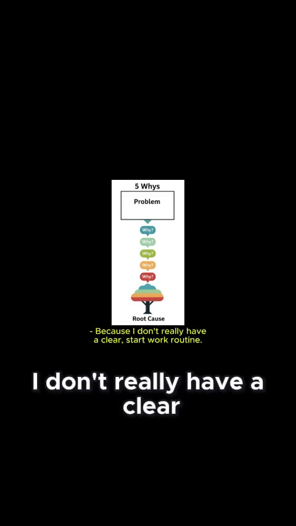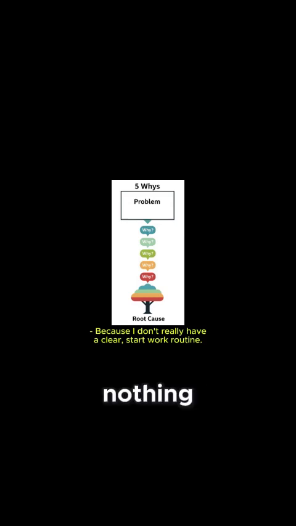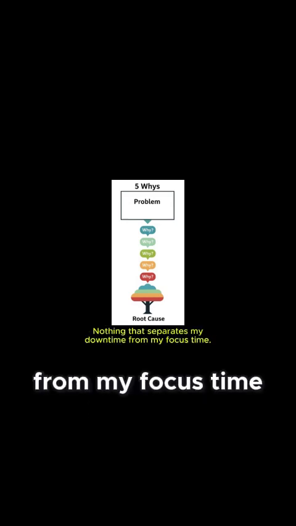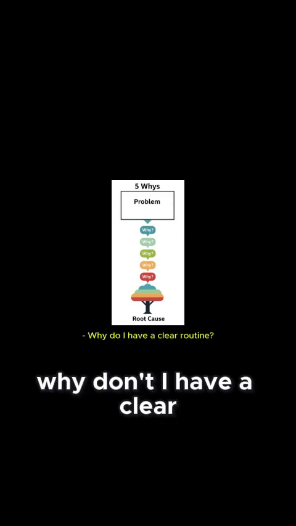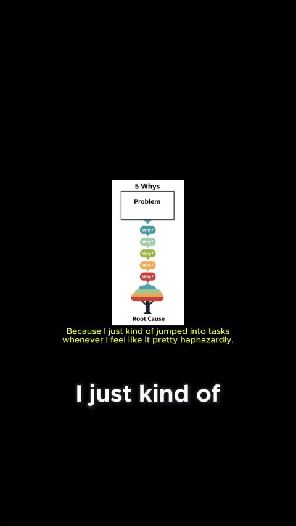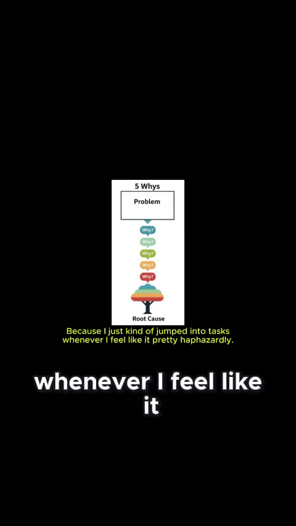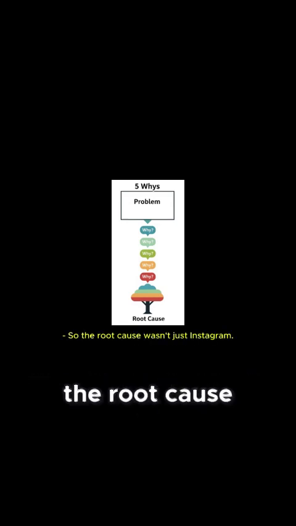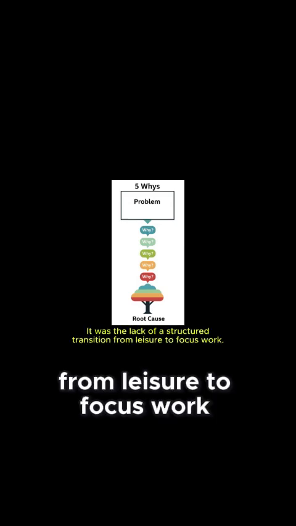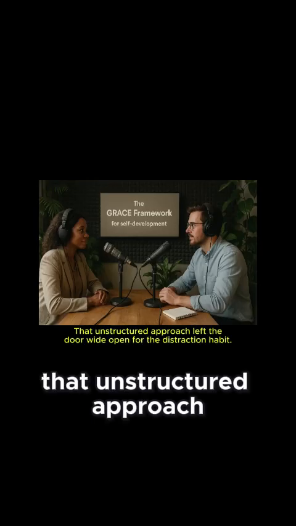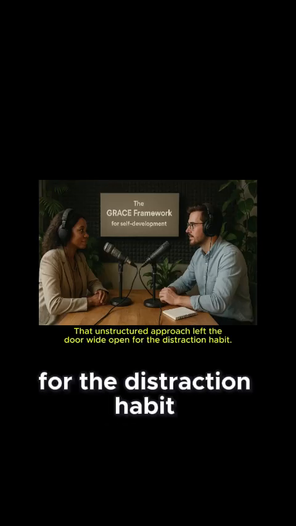Habitual trigger. Keep going. Why is it a habit? Because I don't really have a clear start work routine, nothing that separates my downtime from my focus time. Interesting. The final why. Why don't I have a clear routine? Because I just kind of jumped into tasks whenever I feel like it, pretty haphazardly. So the root cause wasn't just Instagram. It was the lack of a structured transition from leisure to focused work. Exactly. That unstructured approach left the door wide open for the distraction habit.